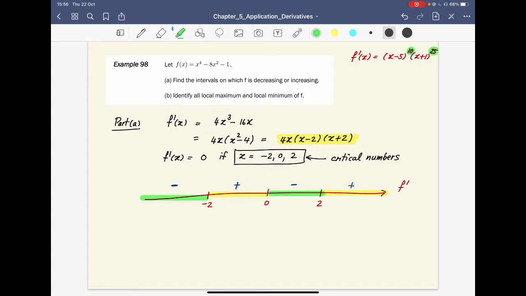So the best way to figure out the sign of f prime is to pick one number on that interval and plug it into f prime. That is the best way to do it.